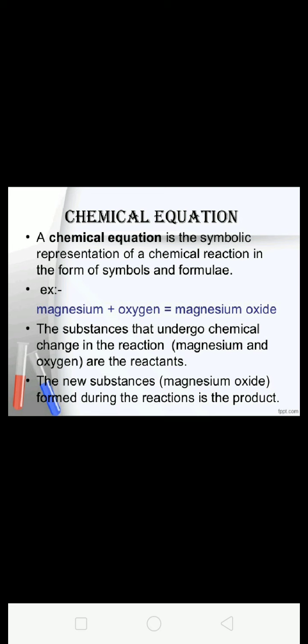Now I am showing it here. A chemical equation is the symbolic representation of a chemical reaction in terms of symbols and formulae. The substances that undergo chemical change in the reaction, for example magnesium and oxygen, are the reactants. The new substances that are formed during the reaction are called products.